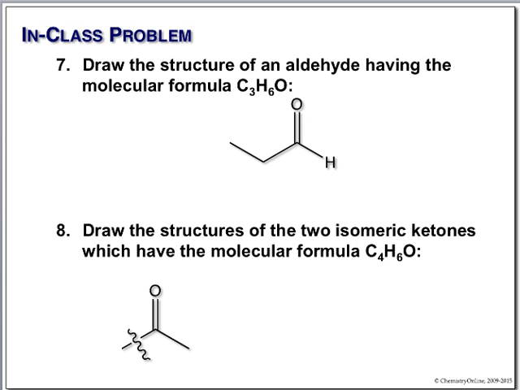Well, we're going to take and extend this out, right? That'll give us 1, 2 carbons. We only have 3 hydrogens, so we need a double bond. All right. Now get the other one.